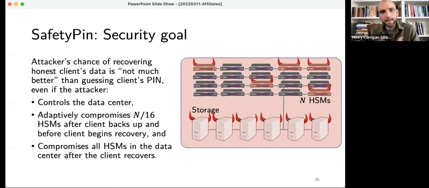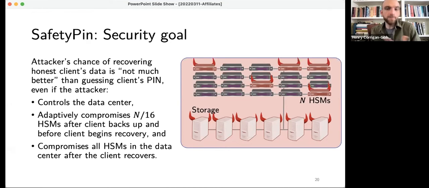So just to say it again, the security goal here is that an attacker's chance of recovering an honest client's data shouldn't be much better than just guessing the client's PIN, even if we're operating in a very, very strong attack model. So the attacker we're imagining controls the entire data center, adaptively compromises, kind of one by one, a fraction of the HSMs in the data center after the client backs up.